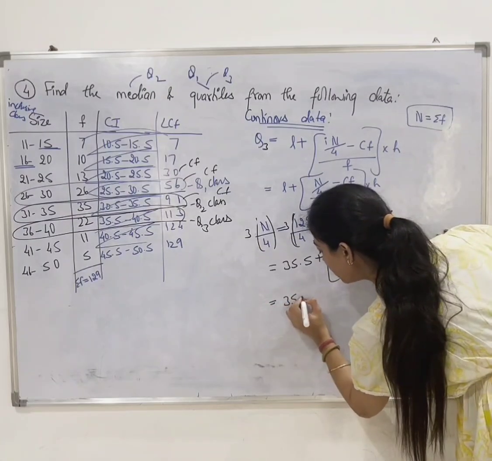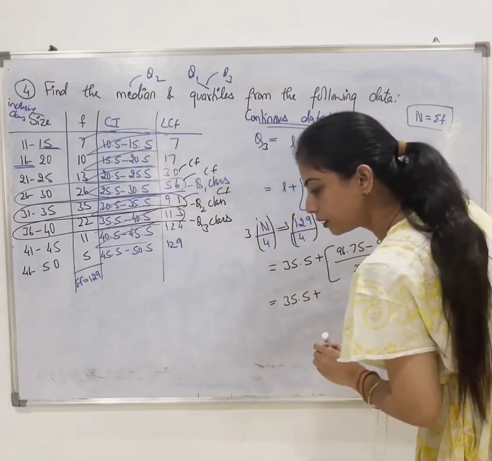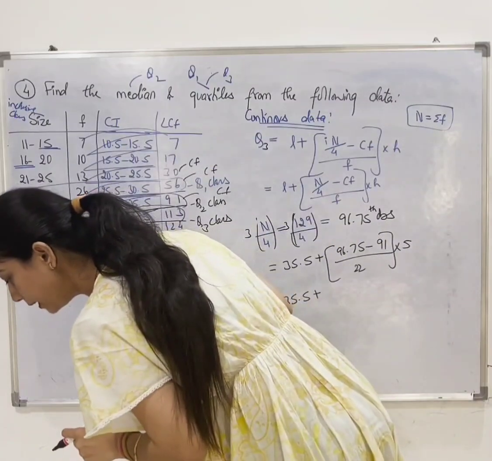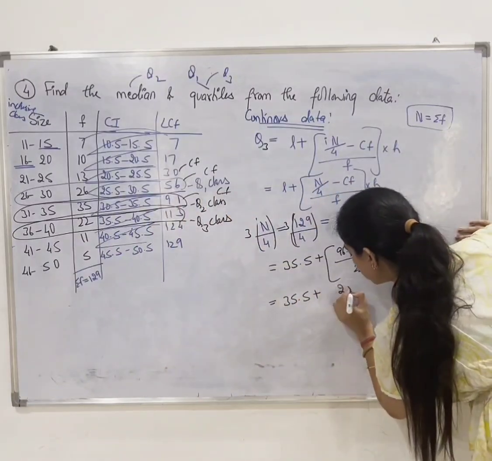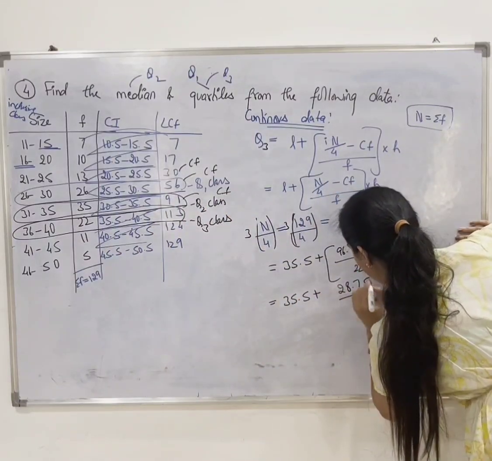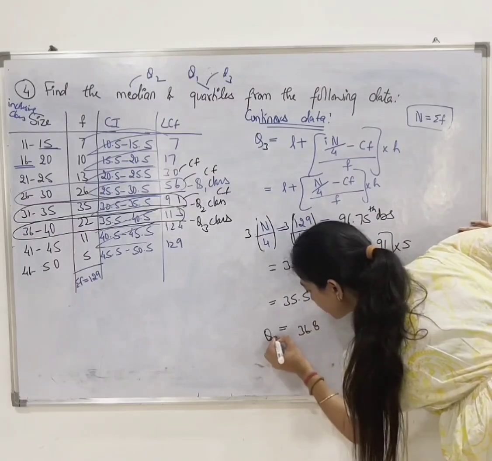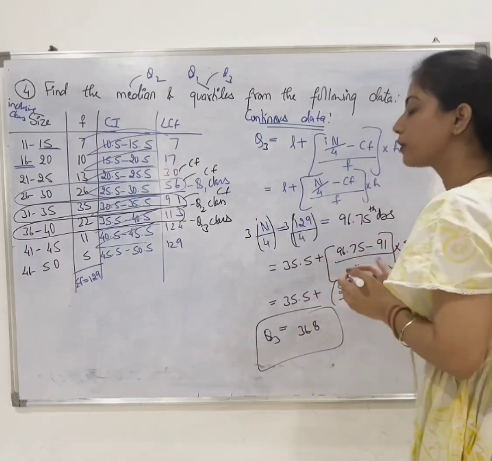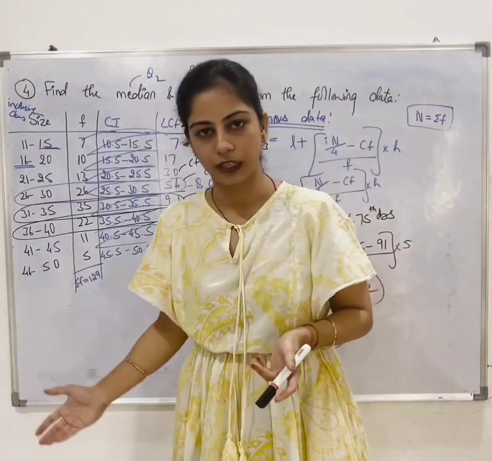So 35.5 plus 28.75 by 22 after multiplying this, and the final answer is 36.8, the value of Q3. So this is how we get the values in case of the continuous data.